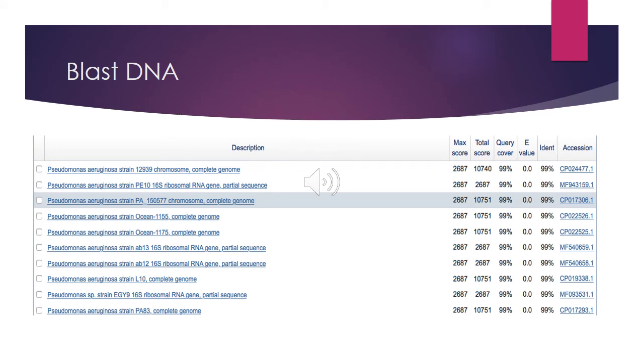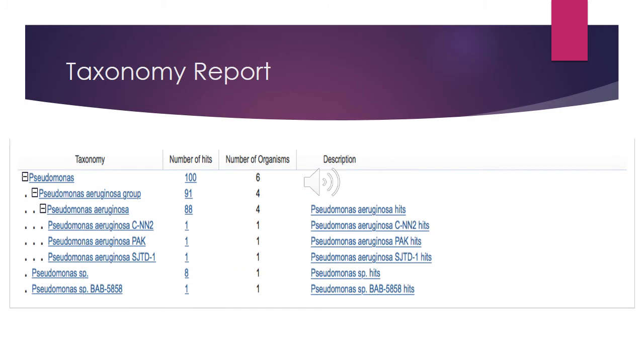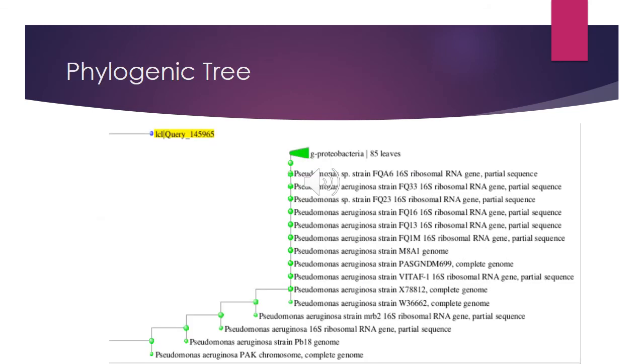And this slide is just a description of the BLAST DNA result that I received for my bacteria's DNA sequence, which is Pseudomonas aeruginosa. And this is basically a short description of how it looks. And this slide is another image of the taxonomy report of Pseudomonas aeruginosa. And in this slide is a brief breakdown of the phylogenetic tree of the bacteria Pseudomonas aeruginosa.